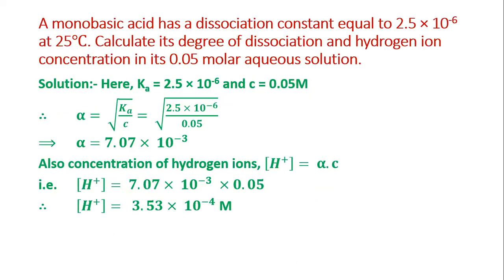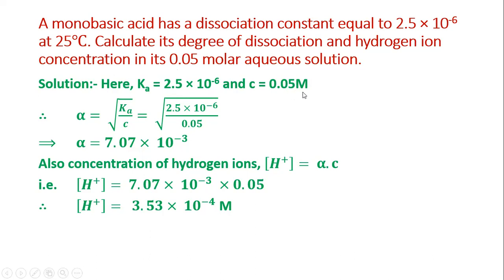Now I have solved a numerical here. A monobasic acid has a dissociation constant equal to 2.5 into 10 raised to power minus 6. So what is given? The dissociation constant of an acid is given. From this we have to calculate its degree of dissociation and hydrogen ion concentration, and the concentration of its solution is given, that is 0.05 molar aqueous solution. We have summarized what is given here.